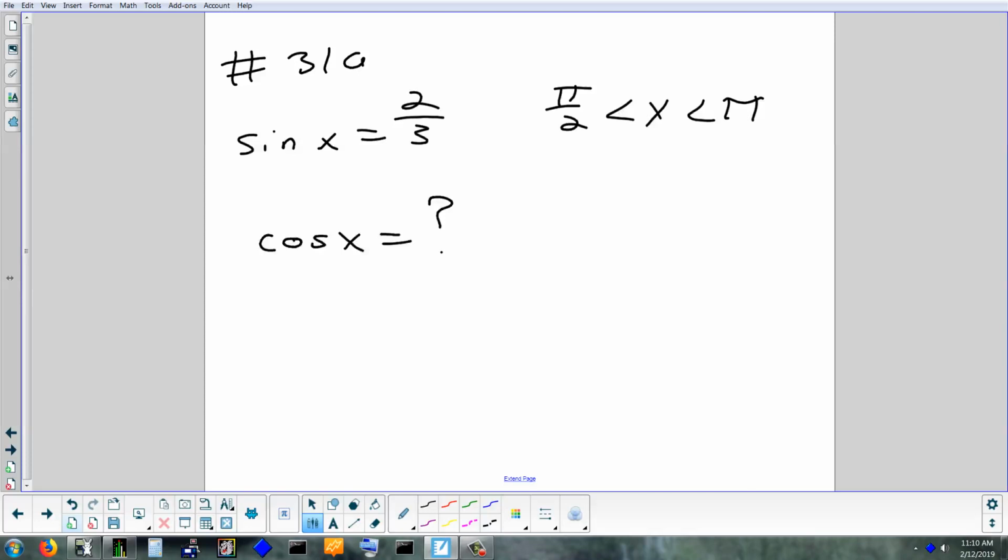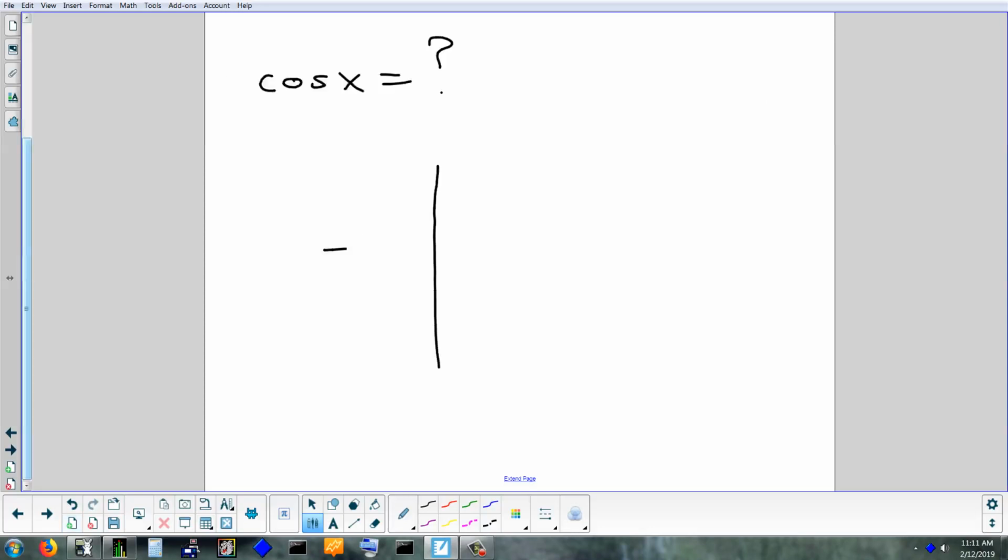All right. Well, there's a couple ways we could do it. We could do inverse trig and try to solve for x, but the question isn't really to solve for x. The question is to find the cosine of x. So you never need to know x. You need the cosine of it. So let's draw this out as a picture.